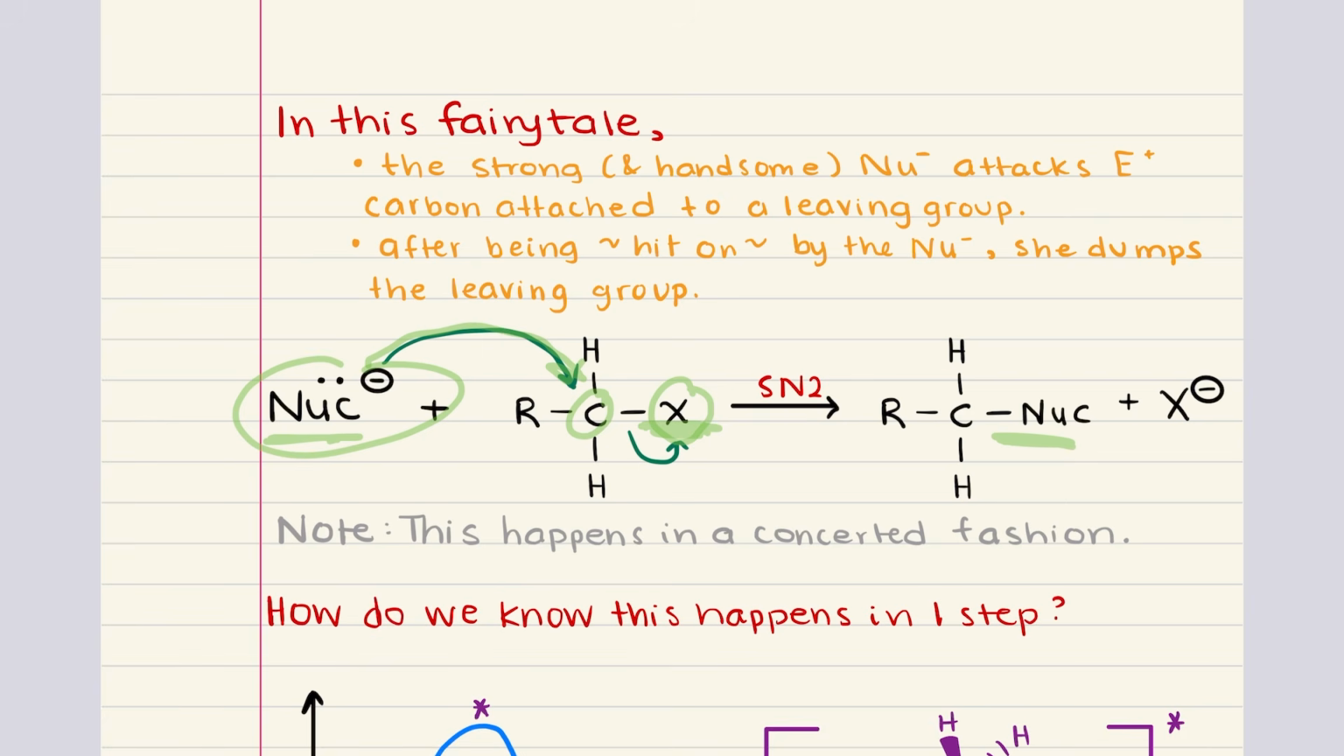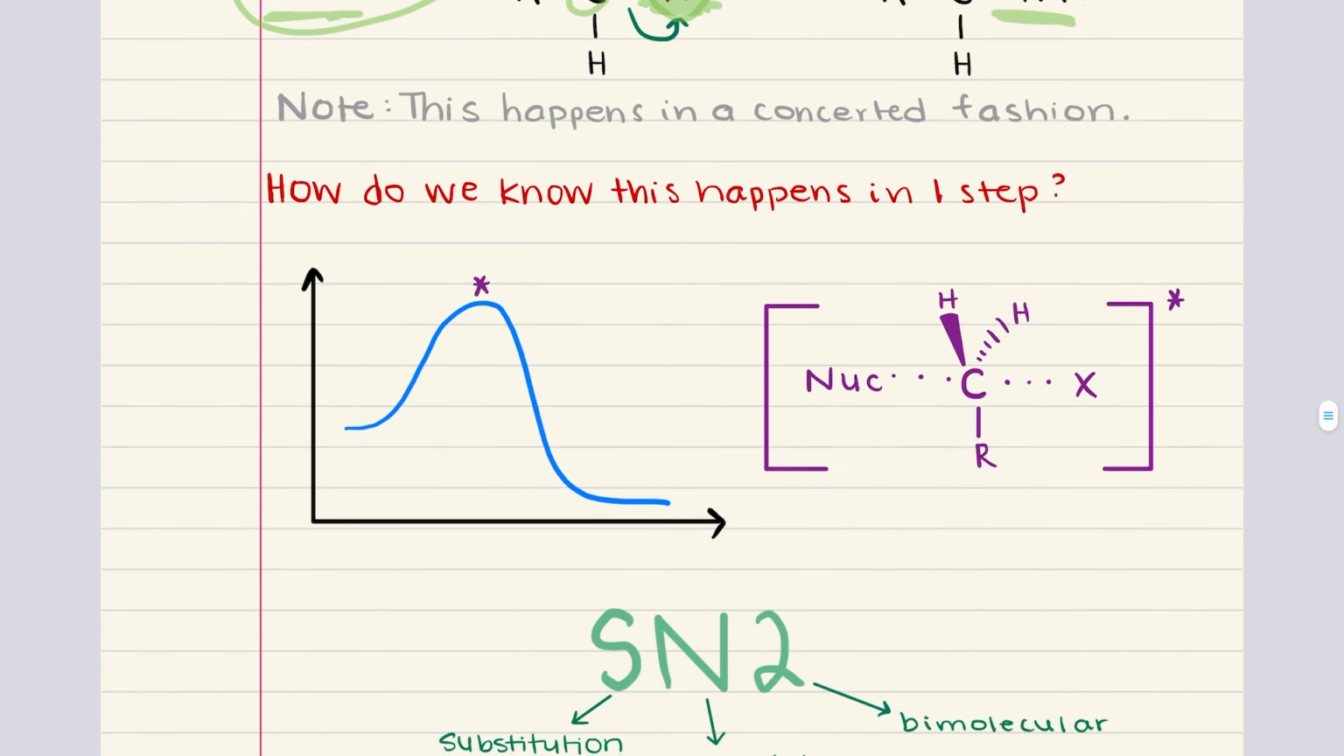We know this is one step because of the reaction energy diagram. It shows only one transition state, meaning there are no intermediate steps. The nucleophile enters as the leaving group exits, forming a new bond in a single step. This is why SN2 is known as a concerted mechanism, where bond formation and bond breaking occur simultaneously.